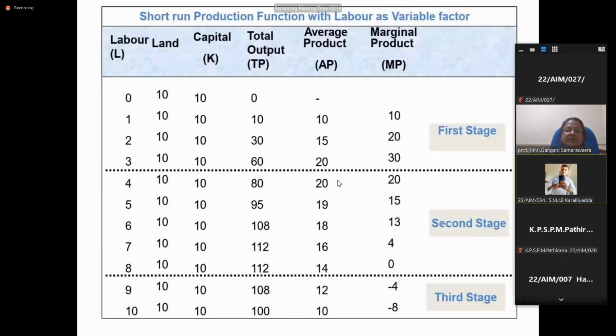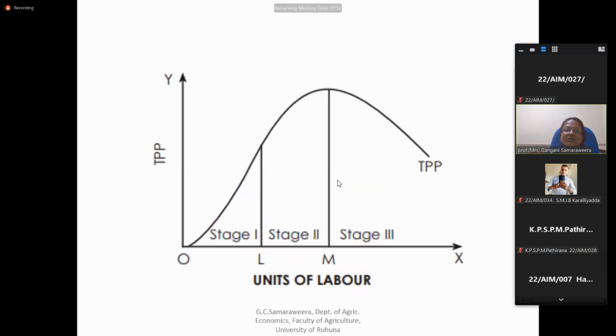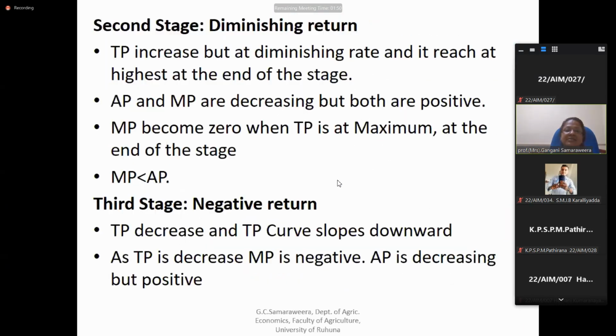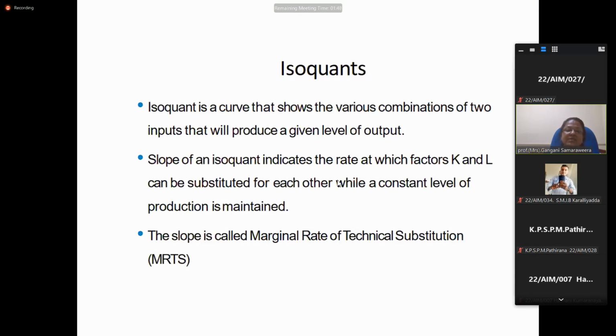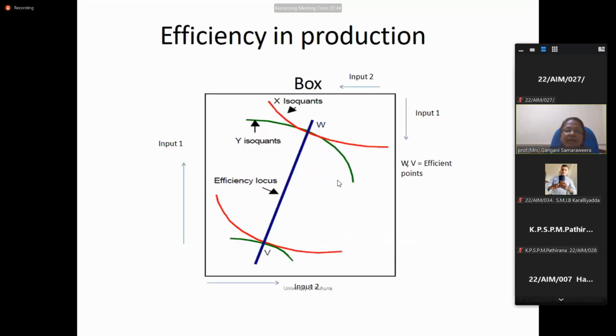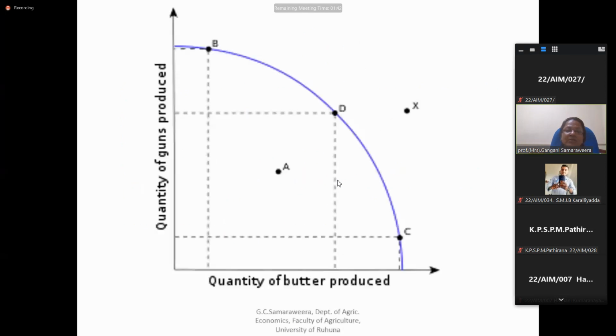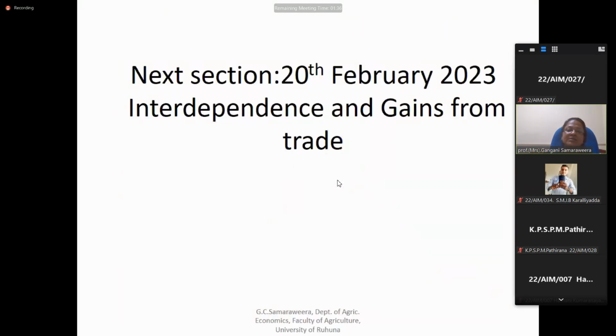It says, any question? Okay. Law of variable proportion says, first stage, what will happen to the total production, average production, and marginal production. Second stage and third stage. Then we drew these diagrams and stages we discussed, and isoquants we discussed, same quantity. Then from that we came to production possibility curve. Then we discussed efficient and inefficient points.